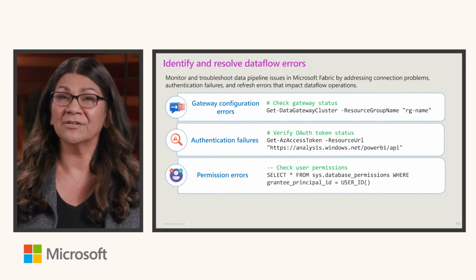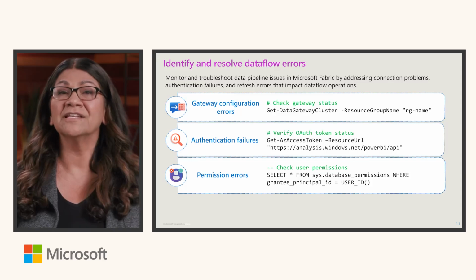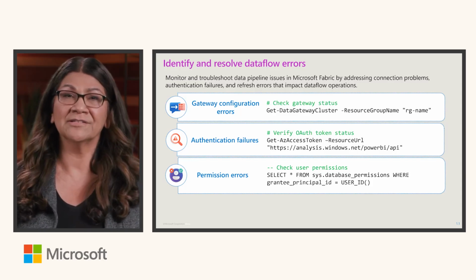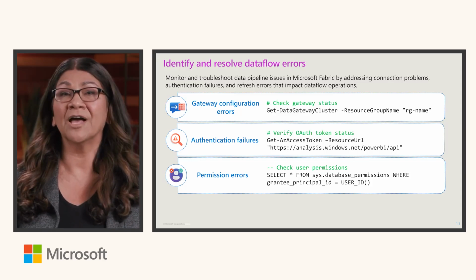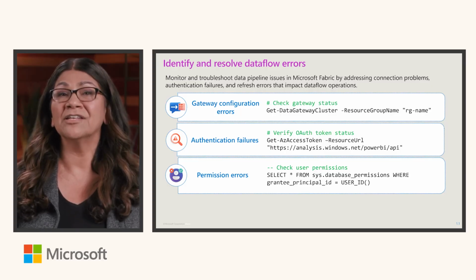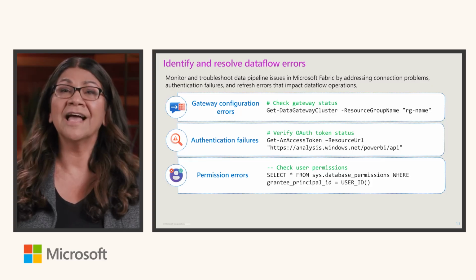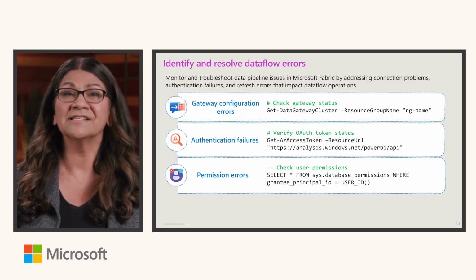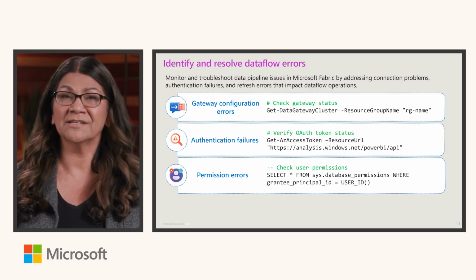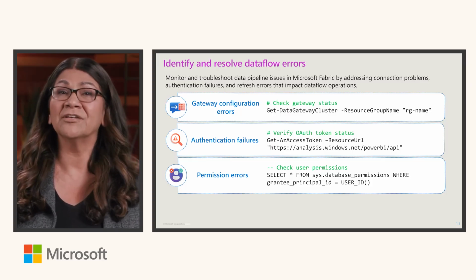When working with data flows in Microsoft Fabric, you'll need to recognize common connection issues, such as outdated or missing on-premises data gateways, authentication failures from invalid credentials or expired OAuth tokens, and permission errors that block access to staging artifacts or data sources. Refresh failures are another key area.